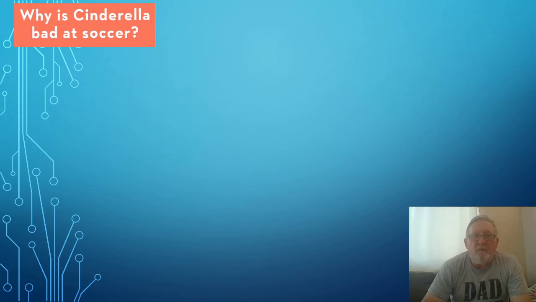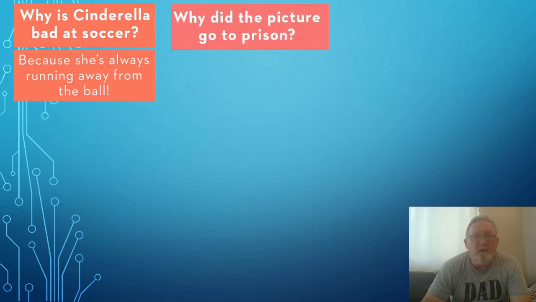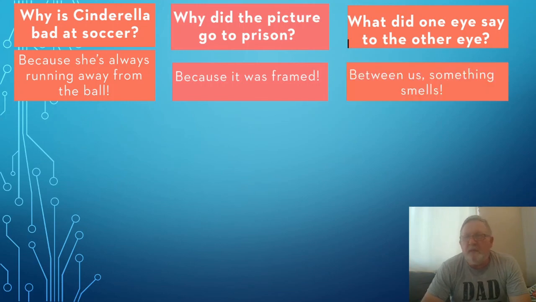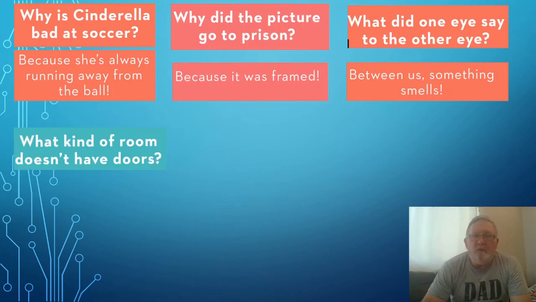Anyway, why is Cinderella bad at soccer? Because she is always running away from the ball. Why did the picture go to prison? Because it was framed. What did one eye say to the other eye? Between us, something smells. What kind of a room doesn't have doors? There's an oldie but a goodie. I bet you already know the answer. A mushroom.